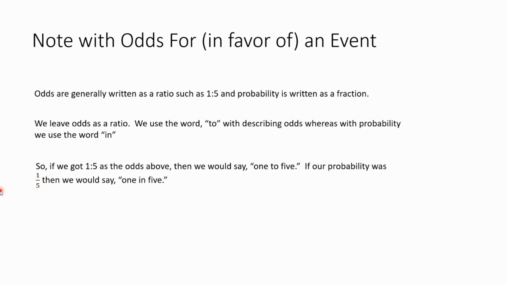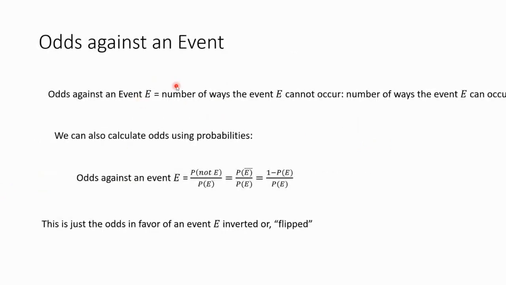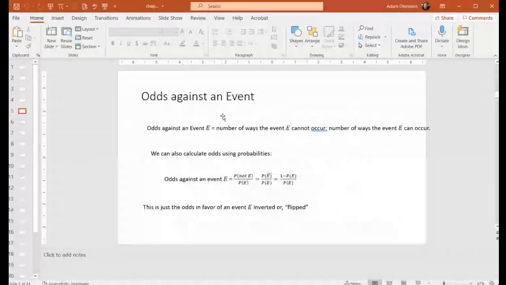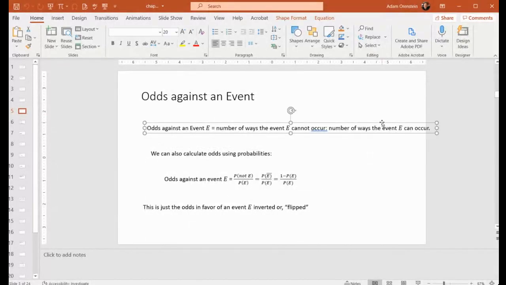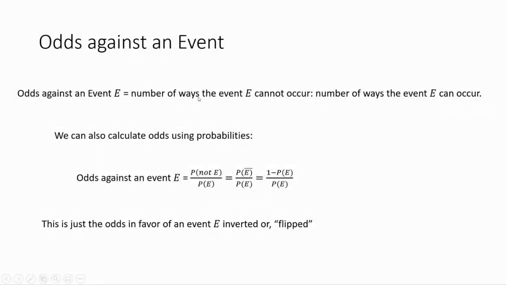So before, we had the odds in favor of an event, and now we have the odds against an event. Let me just quickly fix this. It went off the slide a little bit. Easy to fix. There we go. The odds against an event are just the number of ways the event cannot occur to the number of ways the event can occur. Again, that's just what it is by definition. The number of ways that E cannot occur to the number of ways that E can occur.